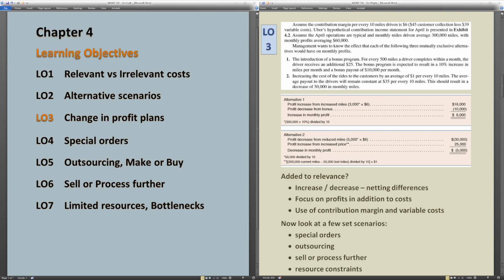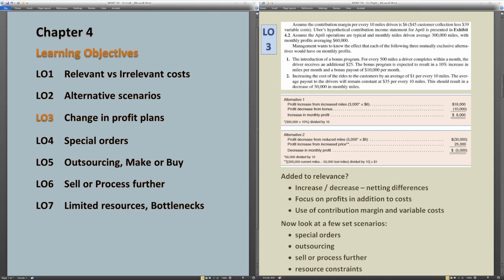So we're building on this differential analysis model. Here we have Uber deciding to do something. They are going to offer some sort of bonus program, or they're going to try a couple of different types of projects to see if they can improve profit. The first alternative is a bonus program. For every 500 miles completed within a month, the driver will get an extra $25. The bonus program is expected to result in a 10% increase in miles and a bonus payout of 10,000.